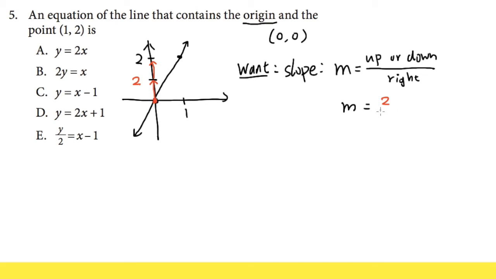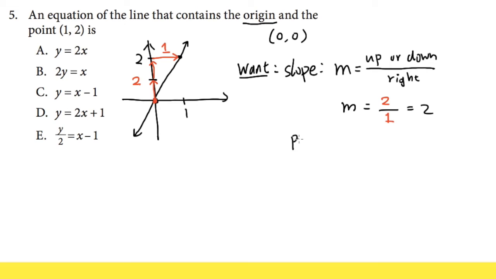And then over how many times do we have to go from here to this point? Well, we just have to move to the right 1 time. So the positive 1 right here, because we move to the right, will be going down for the denominator. And as you can see, m is equal to 2 over 1. Of course, that's just the same as 2. So that's the first thing that we have.